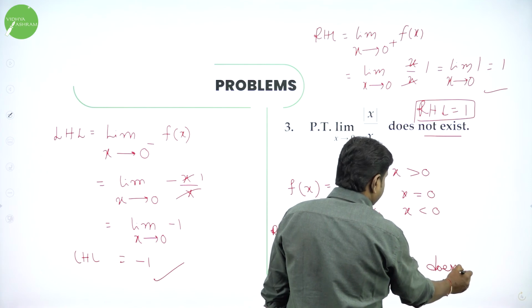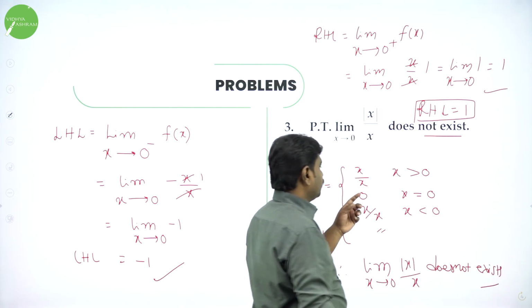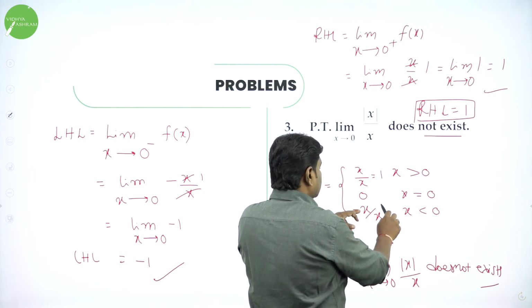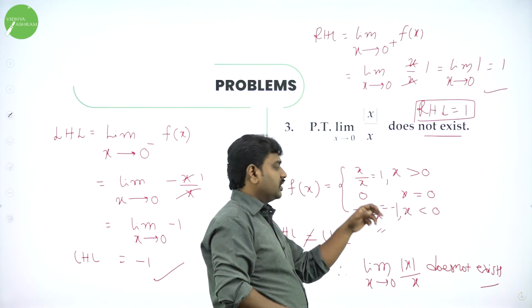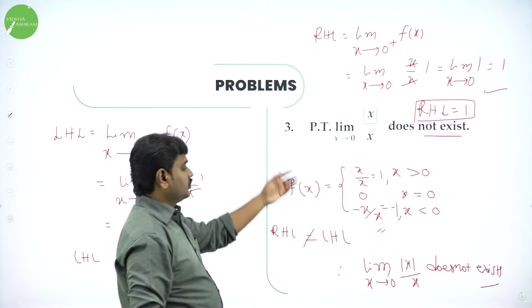Actually, mod x by x, we call it a signum function. It will have 3 values. You can write mod x by x like this: when x is greater than 0, the function is 1. When x is less than 0, the function is minus 1. At x equal to 0, we assume it as 0. So this is the case.